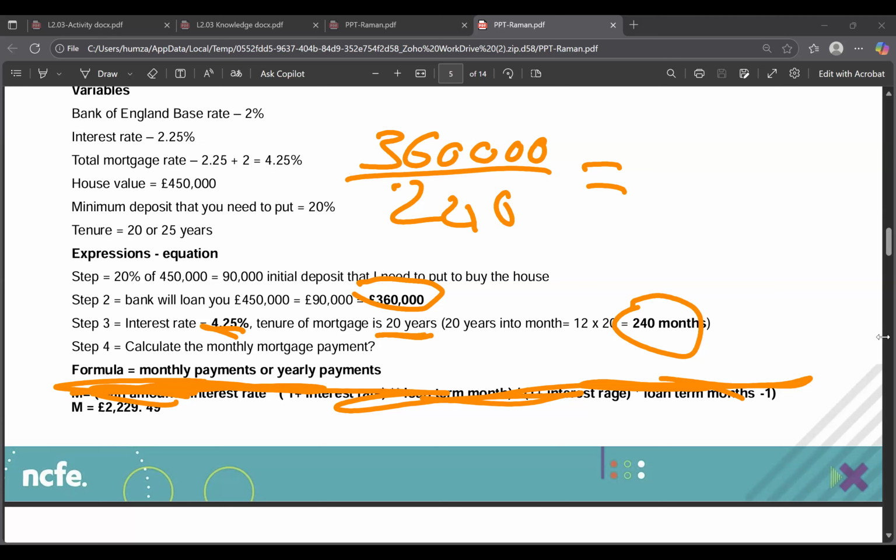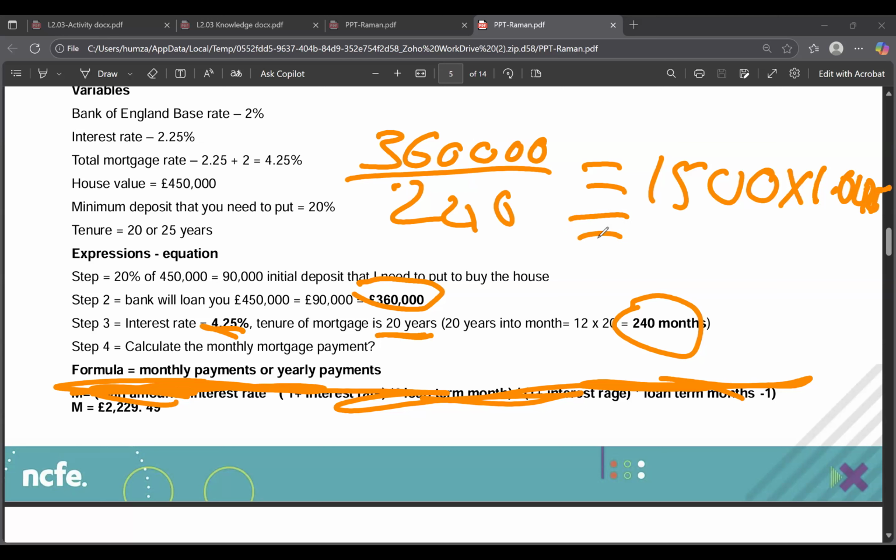But 240 months, which equals 1,500. But don't forget the interest, which is 4.25%. So multiply that by 1.0425, because that's how you do percentage increase.